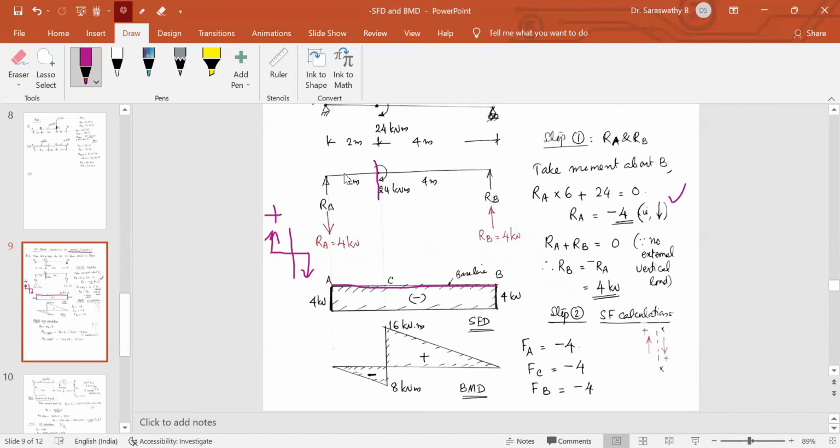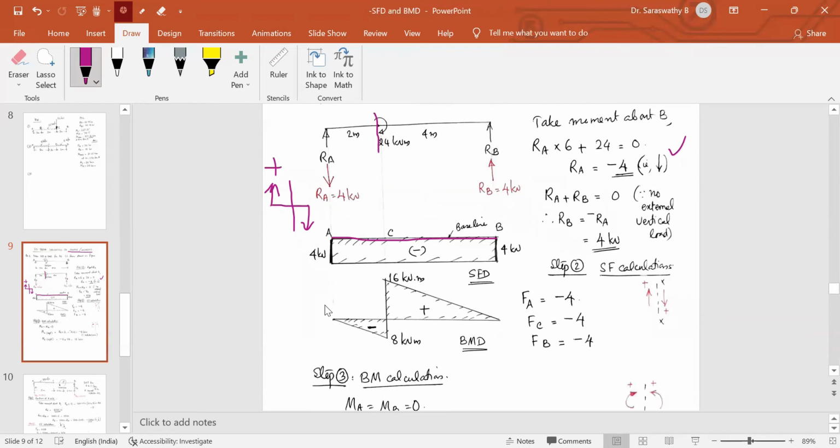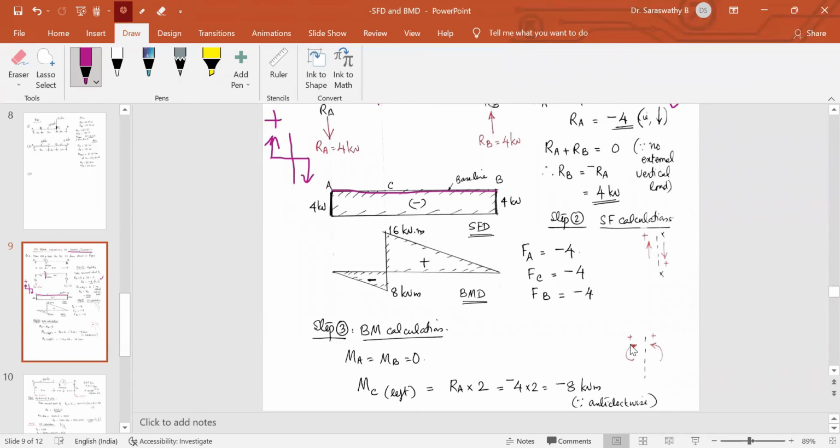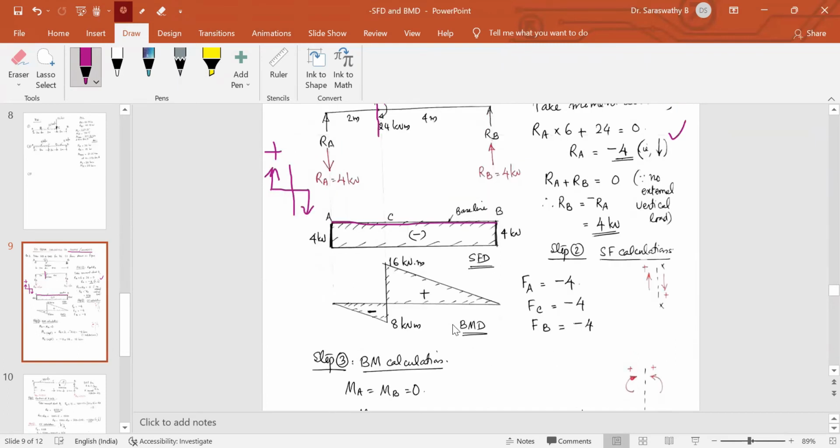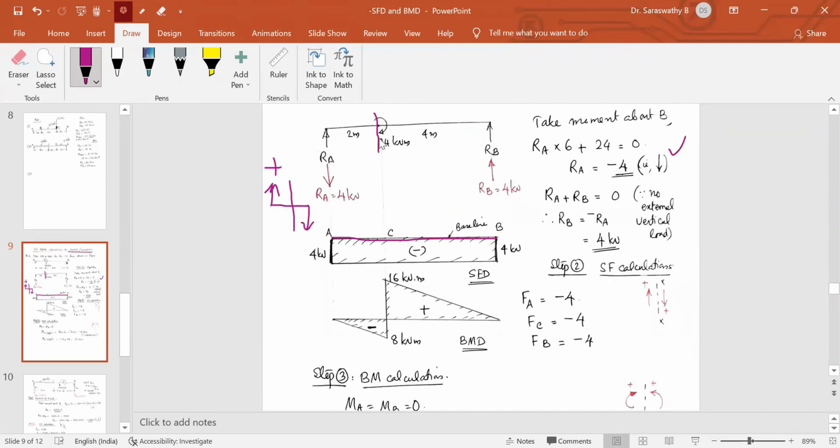Up to the left of this point, the moment will be RA into 2, anti-clockwise. The sign convention for bending moment is that left of the section clockwise is positive. So here the moment is RA into 2 anti-clockwise.